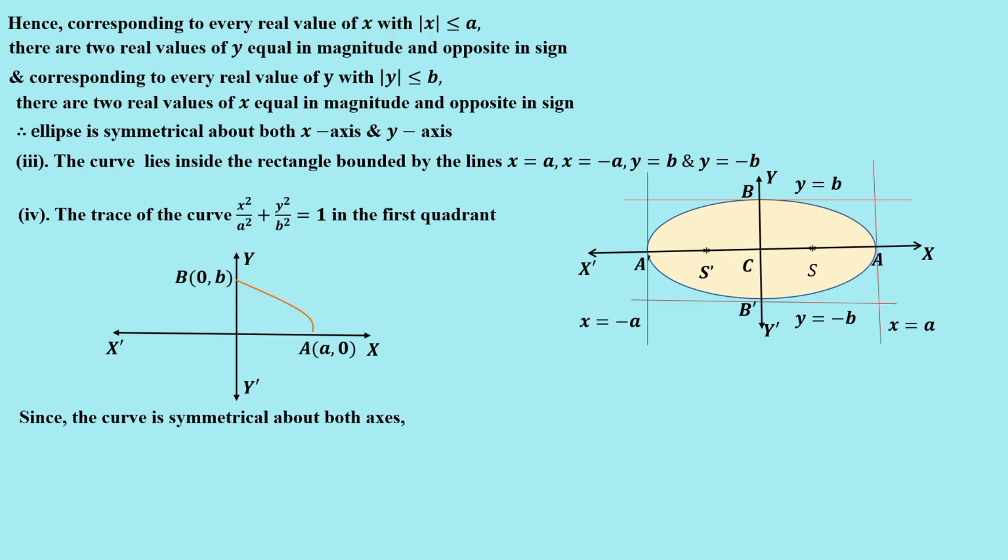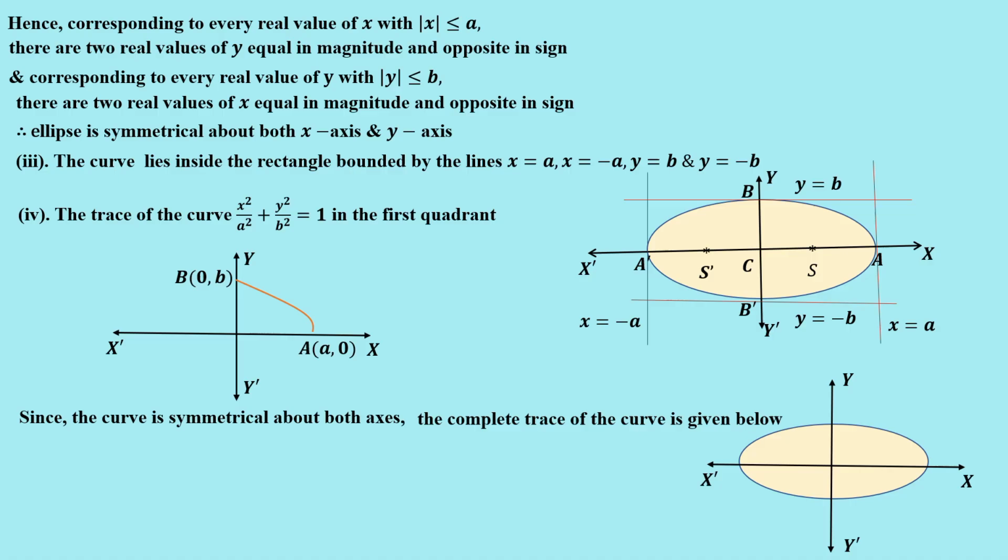So since the curve is symmetrical about both axes, the complete trace of the curve is given below. You can easily draw the curve symmetrical about the y-axis, which means the same curve from the first quadrant to the second quadrant repeats, it will be like this. Then symmetrical about the x-axis means the second quadrant and third quadrant are the same curve, it will repeat, and then the fourth one, so it will complete the curve, this ellipse.